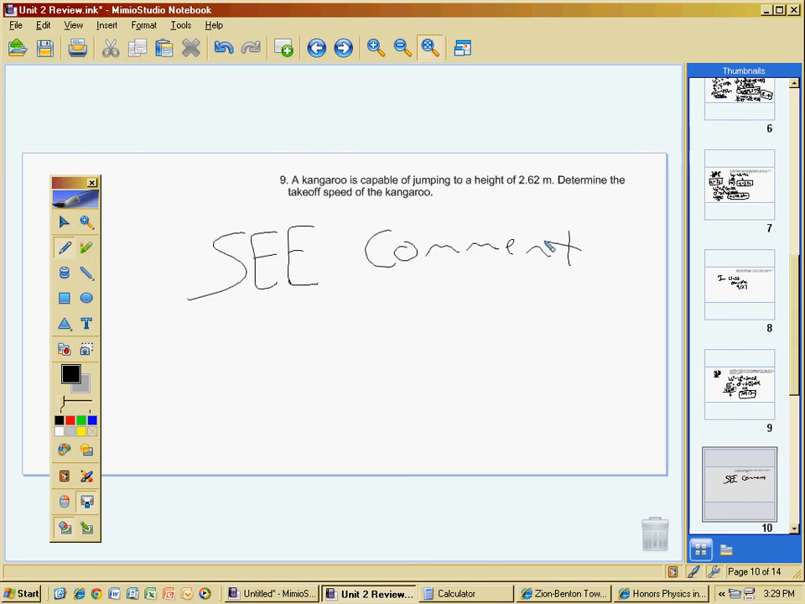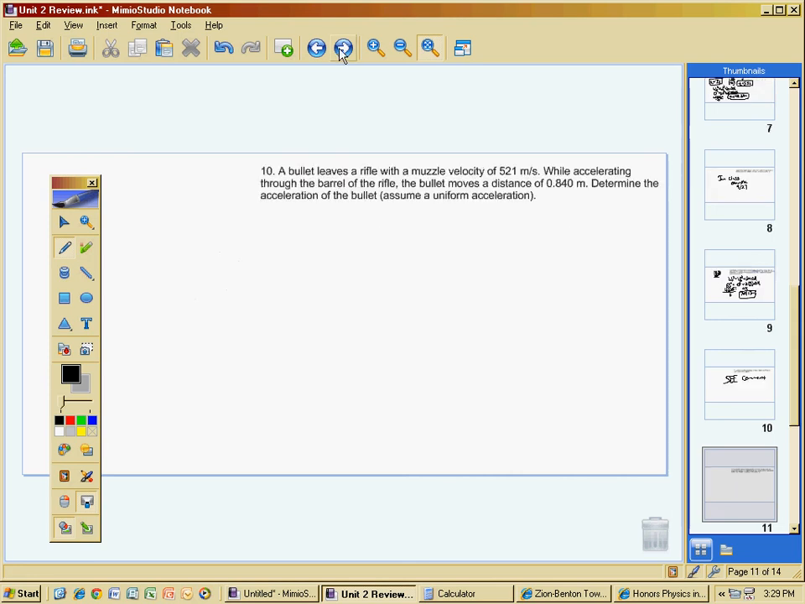No sense in reinventing the wheel there. All right, number 10: a bullet leaves a rifle with a muzzle velocity of 521 meters per second. While accelerating through the barrel of the rifle, the bullet moves a distance of 0.84 meters. Determine the acceleration of the bullet and assume uniform acceleration.